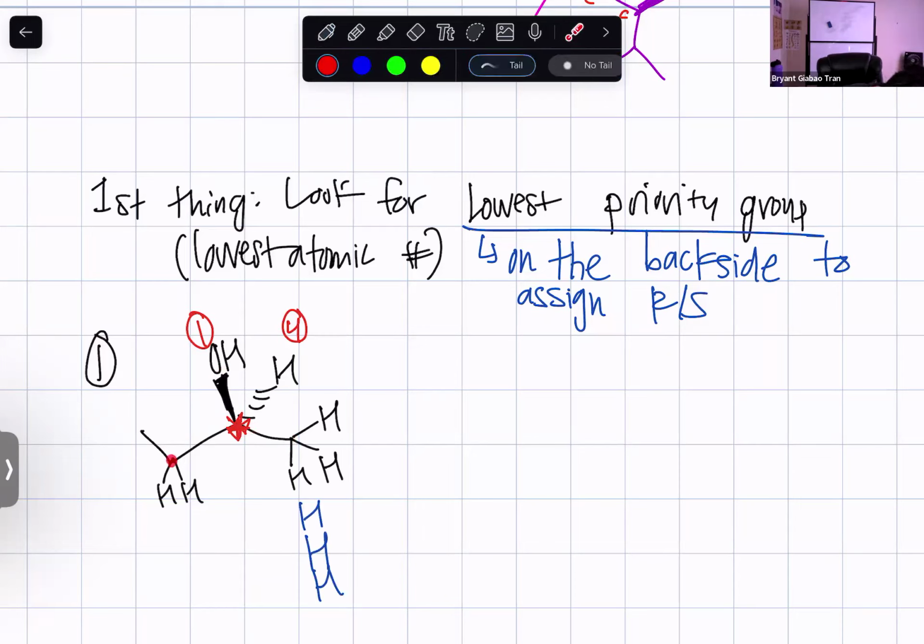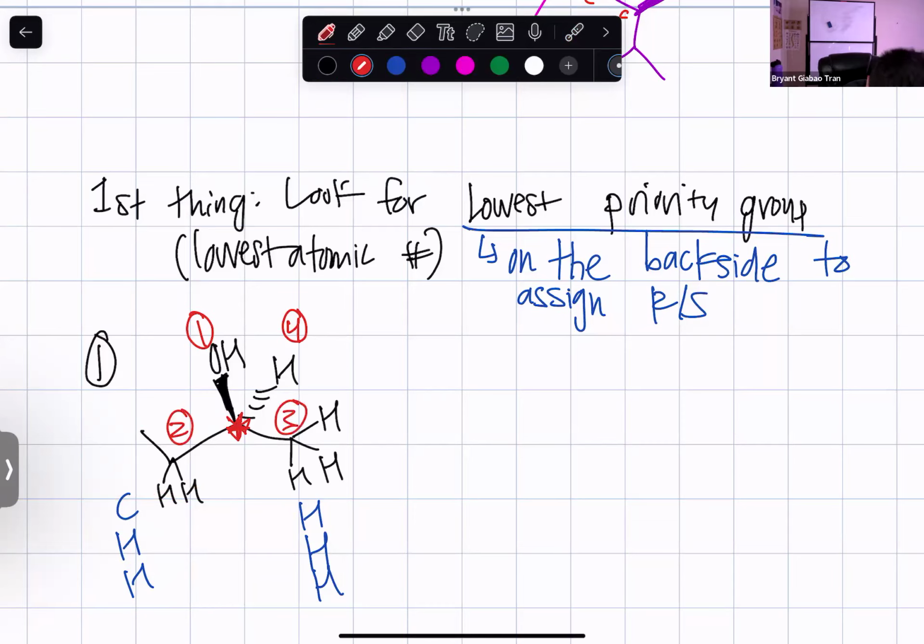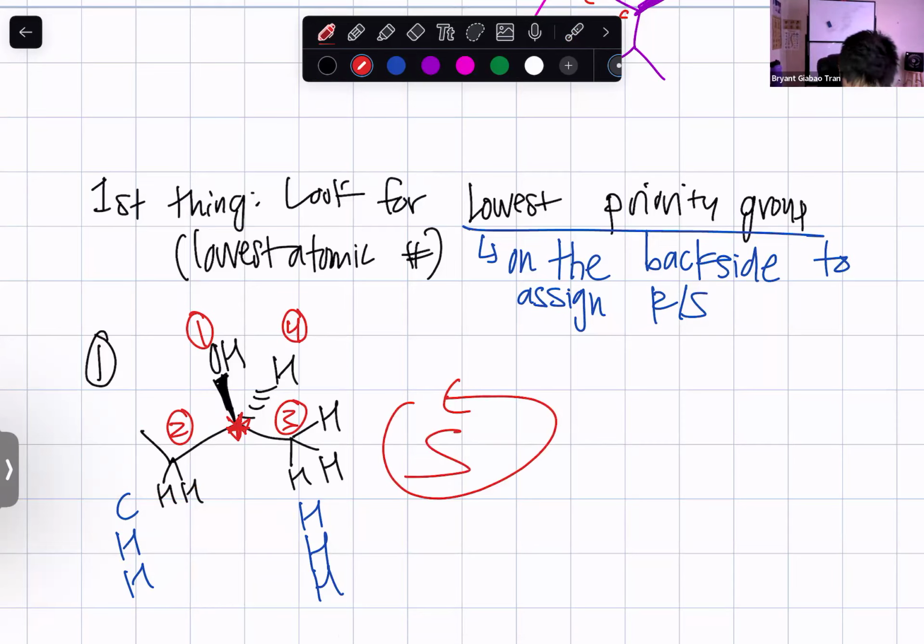Now let's look at the other carbon. This carbon, ignore the bond to the chiral center. It's attached to one carbon and two hydrogens. One carbon, two hydrogens, right? And the way I list this is that I list the highest atomic number at the top. Carbon beats hydrogen. So this is going to be number 2. This is going to be number 3, right? Rotating this way is counterclockwise, so that's S. We don't have to rotate anything. We don't have to flip anything because the lowest priority group is already on the backside.